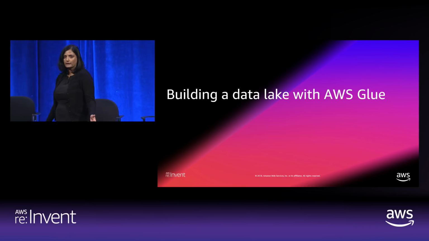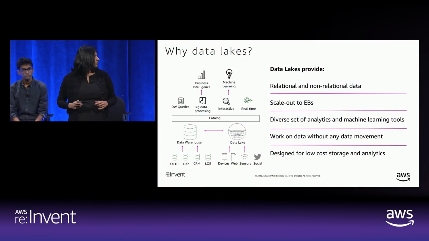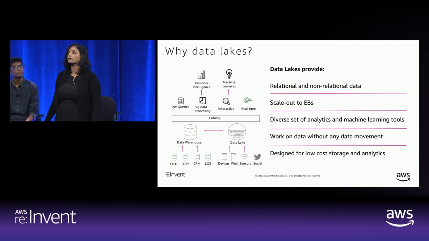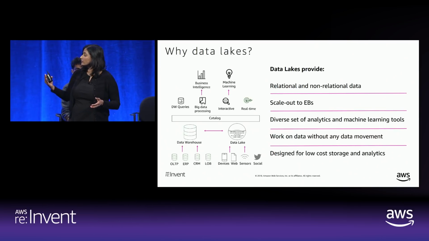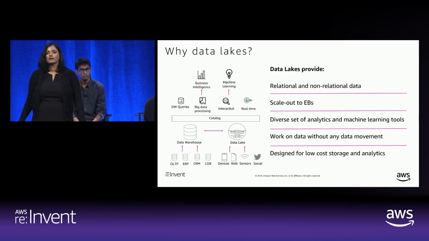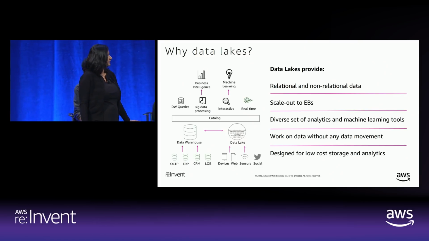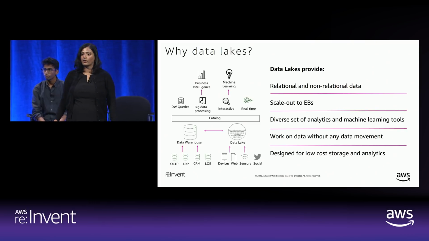So now let's take a look at how to build a data lake on AWS. So a data lake is a central repository that allows you to store semi-structured, unstructured, as well as structured data coming from relational sources at massive scale. Not only does a data lake allow you to store this data, but it also supports a variety of analytics tools that help you derive insights from this data. And data lakes provide this at low cost.